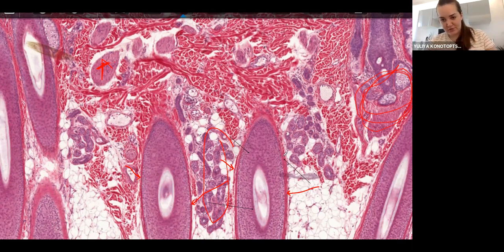So let's do the layers. Here, the most outer is the connective tissue sheath, then a little sharp red line. This is going to be the glassy membrane. Beneath the glassy membrane, you can see one layer of cells. They stand out. Do you see? They don't stain the same as the rest of the cells. This is the outer root sheath, or external root sheath. Why does it sound weird? Is that correct? External root sheath?